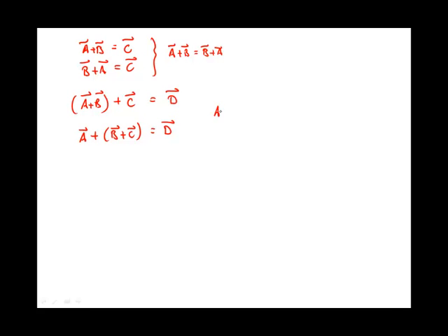That is to say, A plus B in parentheses add vector C is the same as A plus parentheses B plus C. Those are going to give me the same value, that value being D.